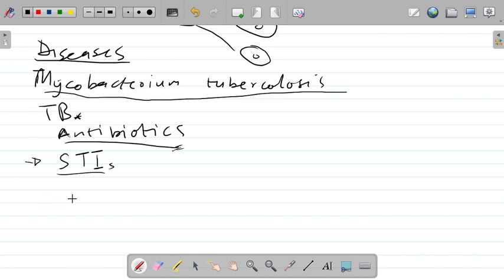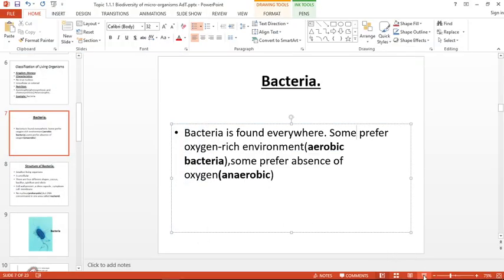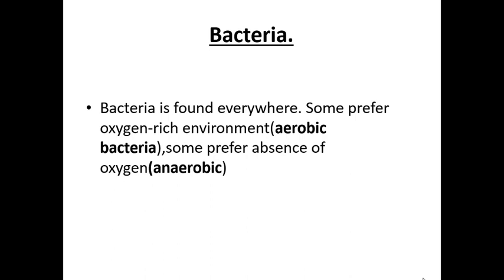I think that concludes our lesson on bacteria. So quickly, let's just summarize what we just done now, looking at the notes here that I prepared. Great. So first and foremost, we started looking at bacteria and classifying it. Bacteria is classified under the kingdom Monera because it is a prokaryote. It is prokaryotic, meaning it doesn't have a membrane-bound nucleus. Bacteria is found everywhere, basically, and it prefers oxygen-rich environment. So they are aerobic bacteria.